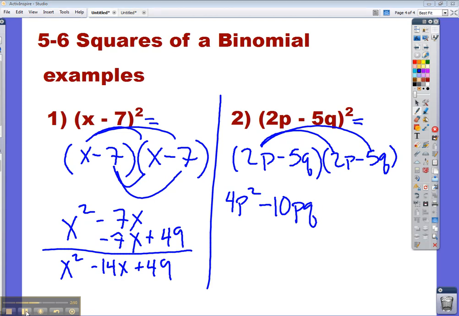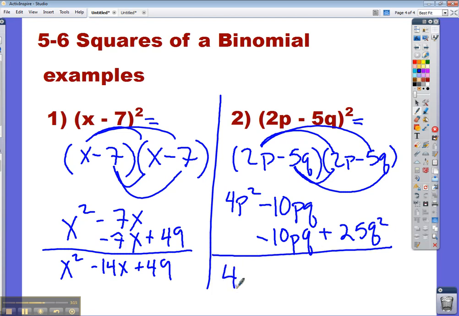So we have our smiley faces. Negative 5q times 2p is what? Negative 10pq. Negative 5q times negative 5q is positive 25q squared. And you add them together, you get 4p squared minus what? Christine says it's minus 20pq. She would be right. Plus 25q squared.